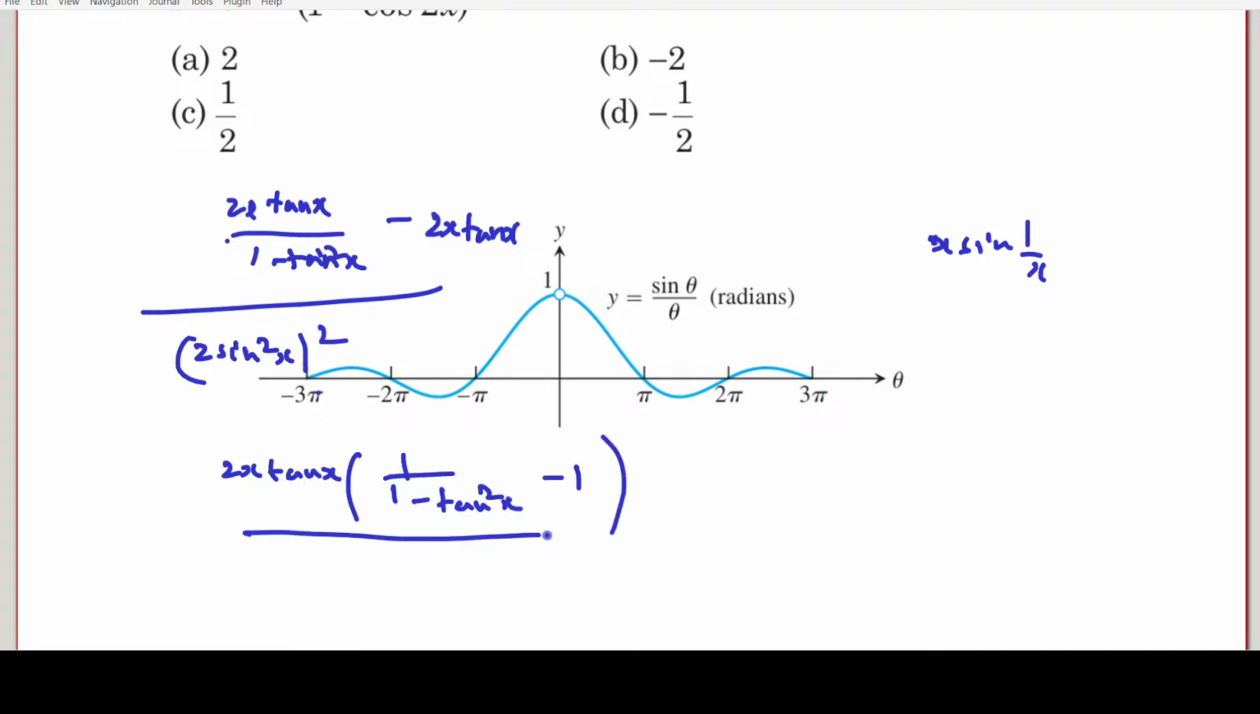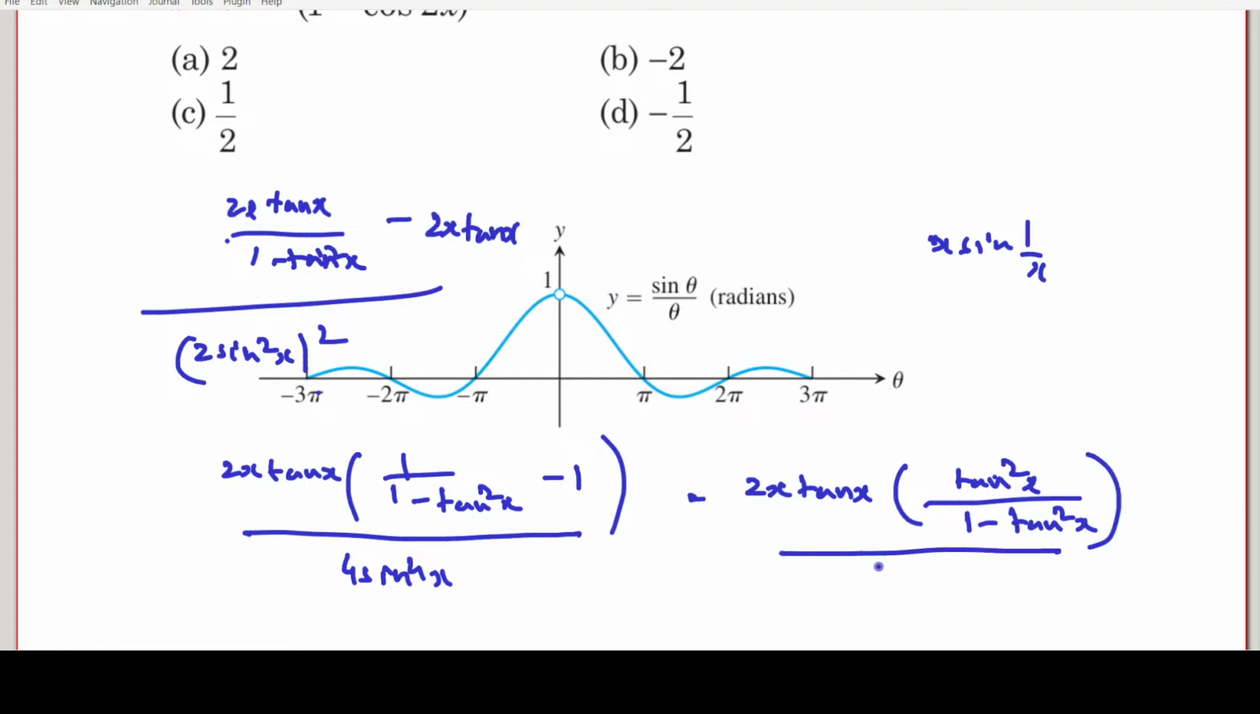Very good. And what is the denominator? Denominator is 4 sin power 4x. Okay, the numerator becomes 2x tan x into 1 by 1 minus tan square x minus 1, that is 1 minus 1 plus tan square x, that is tan square x by 1 minus tan square x, right? Whole of this by 4 sin power 4x. Agreed?